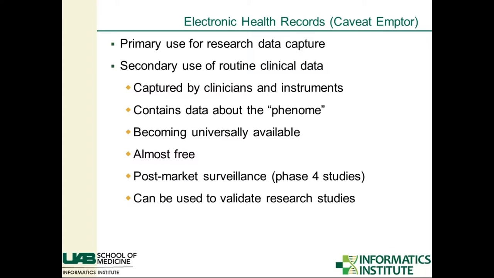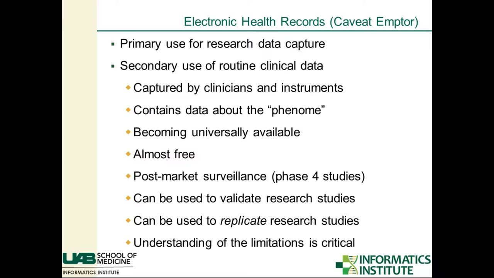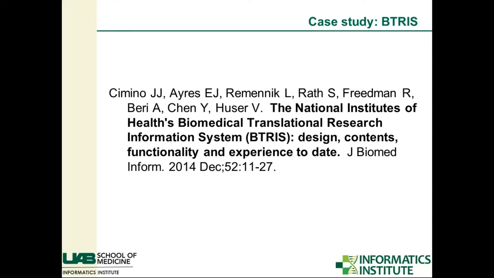You can use it to validate research studies. So if you say in a research study, I think this drug improves this measurable thing in a disease by 20%, you can then go and see, well, what happens when we apply it out in the community? What percentage of improvement, if any, are we seeing? And you can even use it to replicate research studies, whereby you can find these sort of natural controls, people that didn't get a drug, people that are getting a drug, match them based on various criteria and replicate the research study. But you have to understand where these data come from. There are a lot of limitations, and it's critical to understand those limitations before you can apply them in research.